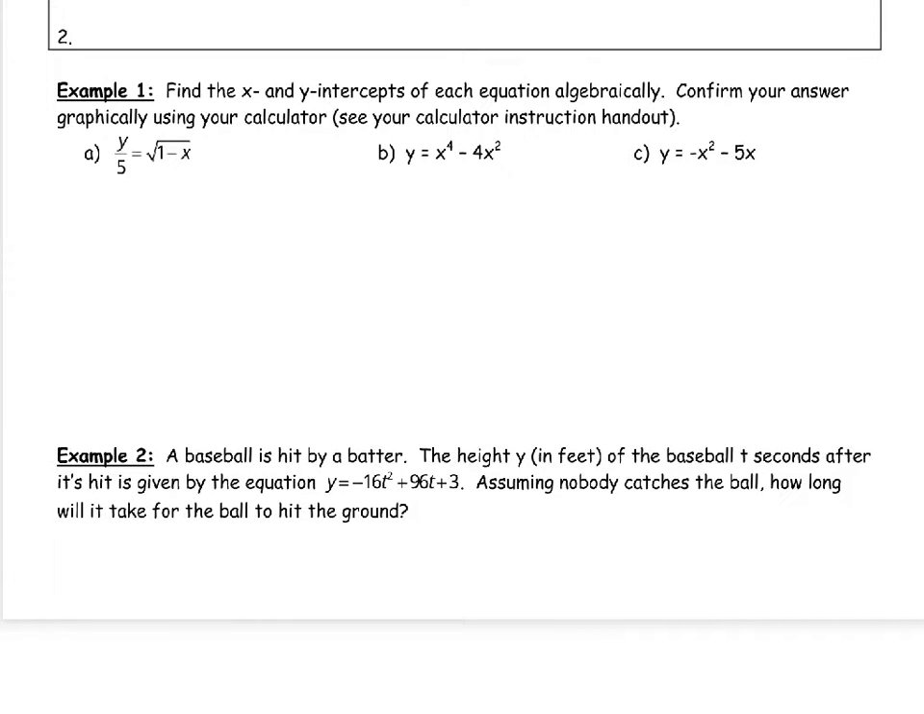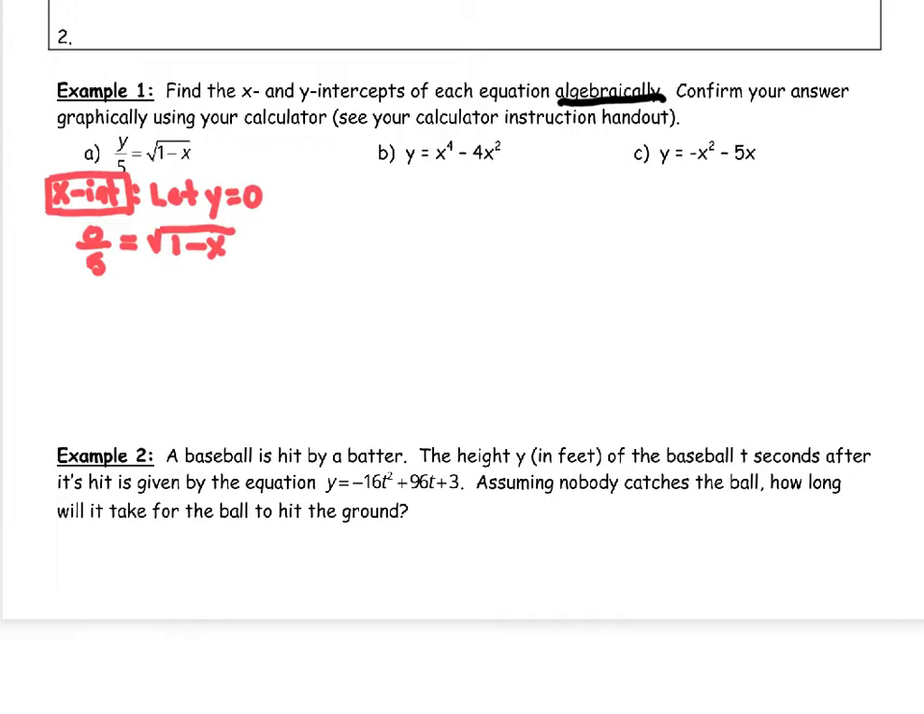Example 1 asks us to find the x and the y intercepts of each equation algebraically, meaning you're going to have to show some work by hand. It says confirm your answer graphically using your calculator. I'm not going to show you that in the video, but there is a way where you can graph it on the calculator and confirm that these answers are right, and we'll talk more about that in class. However, for now, let's take a look at example 1a.